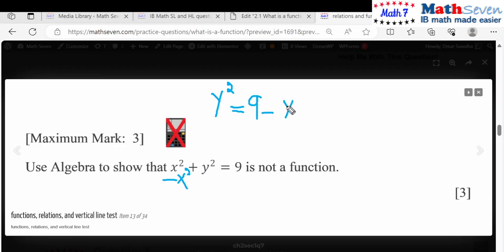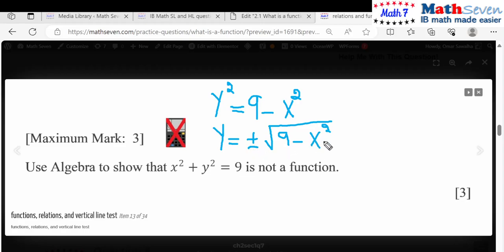Now you need the value of y by itself. So you're going to square root both sides of the equation. So when you square root both sides of the equation, this will become y equals plus or minus the square root of 9 minus x squared. And whenever you square root both sides of the equation, you're going to have plus or minus. Now, what does this mean?